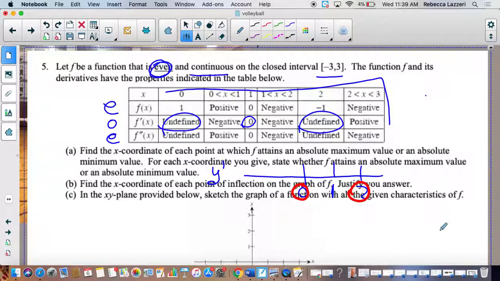All right, so now let's go backwards. This stops at 3, and now I'm going to go to -3. So what should happen at 1 and at 2 if it's even? The derivative at -1 should be 0, and -2 should also be a critical number. Do y'all see that? Yeah.